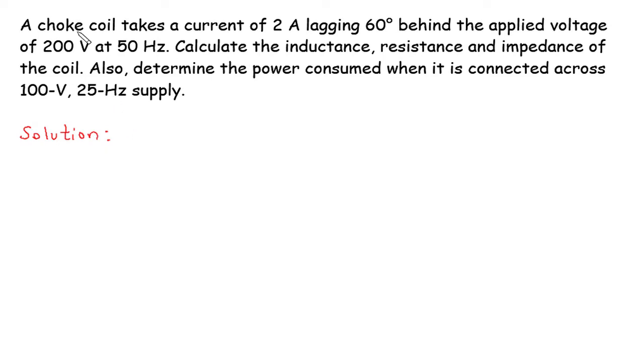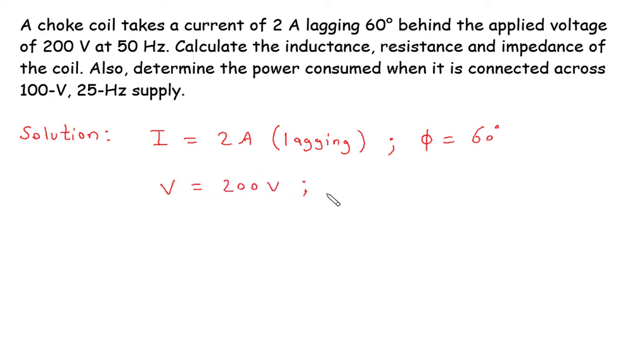First we will write what is given. A choke coil takes a current of 2 ampere, so current is given, I is equal to 2 ampere. It is lagging. Angle phi is given, so phi is equal to 60 degree behind the applied voltage. Voltage is given, V is equal to 200 volt. Frequency is given, F is equal to 50 Hz.